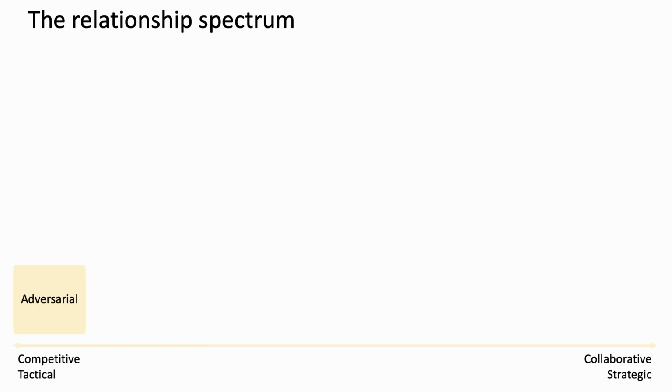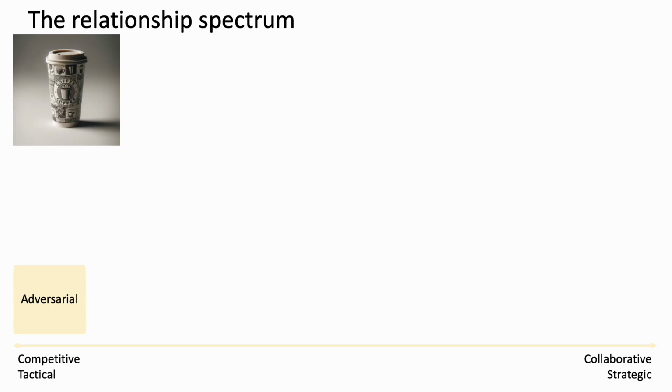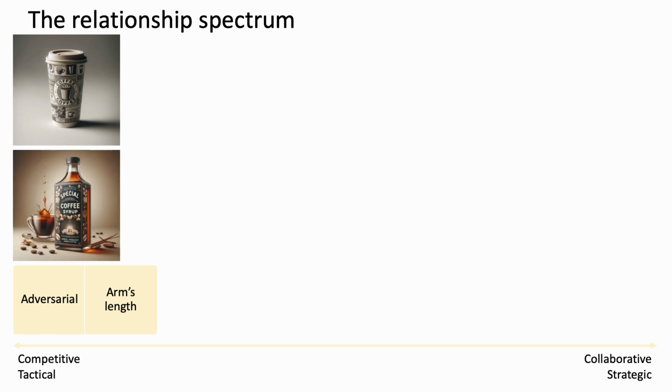Adversarial relationships. Imagine we're buying paper cups for our coffee shop. We might focus on getting the lowest price possible, even if it means changing suppliers frequently. This relationship is more about the deal than long-term cooperation. Communication is minimal, and the contracts are usually short-term. Arm's length relationship. For less critical supplies, like maybe the occasional purchase of specialty syrups, we engage in short-term contracts without investing much in the relationship.